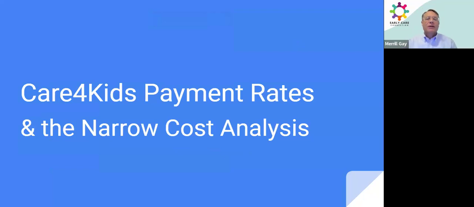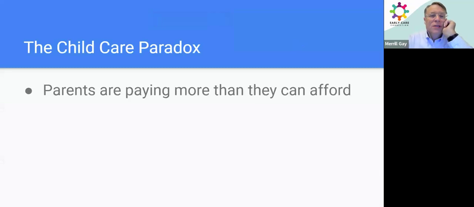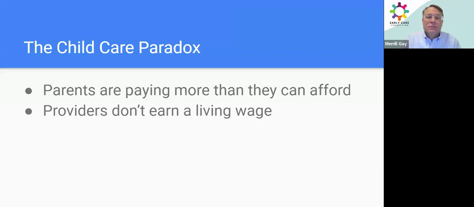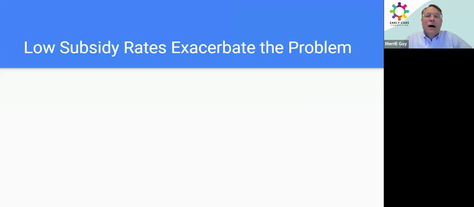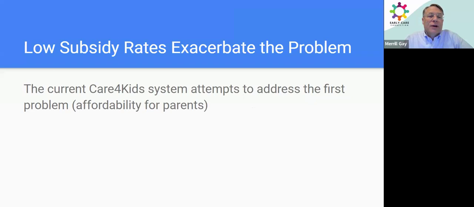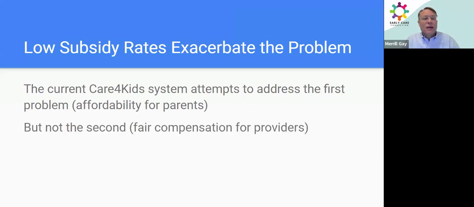Okay. So what we're going to talk about is Care for Kids payment rates and the narrow cost analysis. Okay, so we've got a basic paradox in childcare, which is that parents are paying more than they can afford, and providers don't earn a living wage. And the connection between the two is that the revenue to pay you comes from what parents are paying, or if Care for Kids is paying part of that, what Care for Kids is paying. But the reality is that the low subsidy rates from Care for Kids exacerbate the problem. The current Care for Kids system attempts to address the first problem of that paradox, which is affordability for parents, but not particularly the second, which is fair compensation for providers.